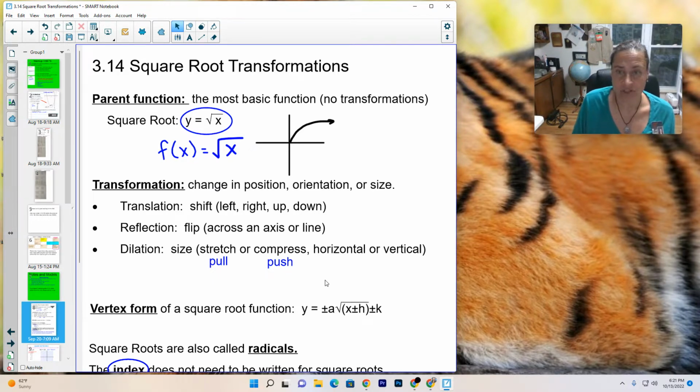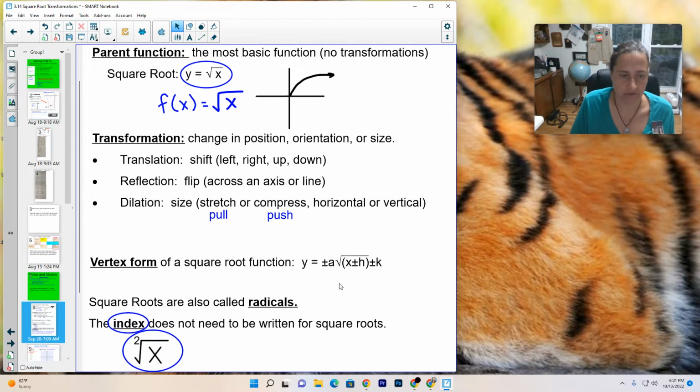Transformations, so it works just the same as quadratics and absolute values. The translation will shift left and right. That's anything inside the grouping symbol. So inside the absolute values, inside the parentheses, or in this case, inside the square root. If you add on at the end, you're going to shift up and down. Reflections, flip it across an axis or a line. In this case, it's always going to flip it across the horizontal x-axis. And then dilation stretches and compresses horizontally or vertically.